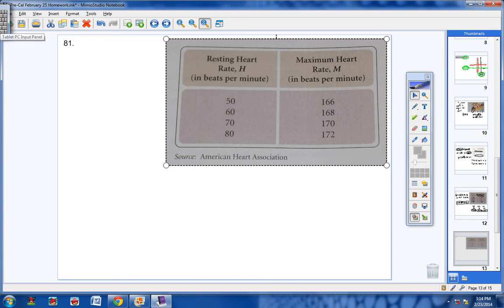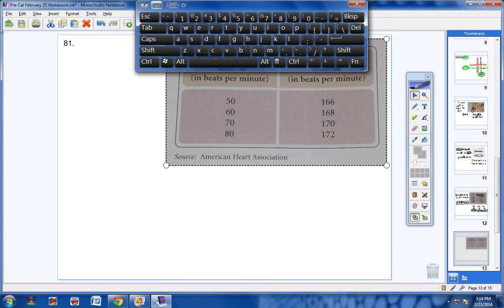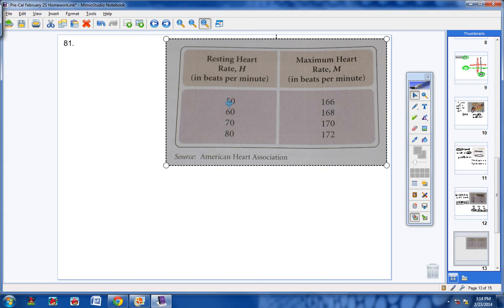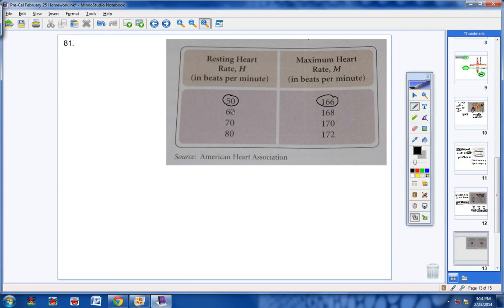A person who is exercising should not exceed their maximum heart rate, which is determined on the basis of the person's age, their gender, their resting heart rate, etc. The following table relates resting heart rate and the maximum heart rate for a 20-year-old man. Okay, so if your resting heartbeat is 50, then your maximum heart rate should be 166. If it's 60, then your maximum heart rate should be 168. If it's 70, then it should be 170, etc.